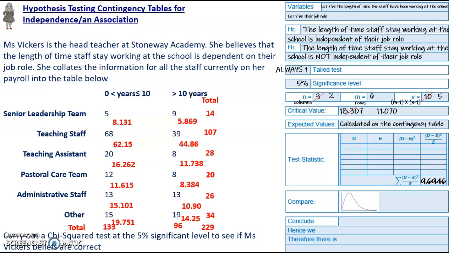I then, for my comparison, sketch the chi-squared distribution, positively skewed curve, and I add on a cut-off point, a line where my critical value would be, and I mark that as 11.070. I then compare that test statistic with 11.070. So in this case, it goes onto the left. It's still in the belly. So again, we accept H0.